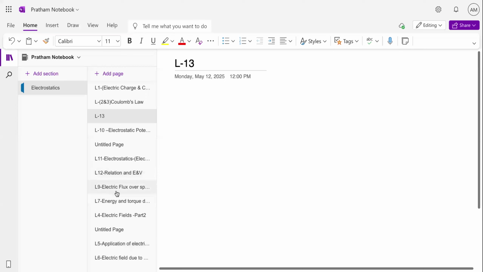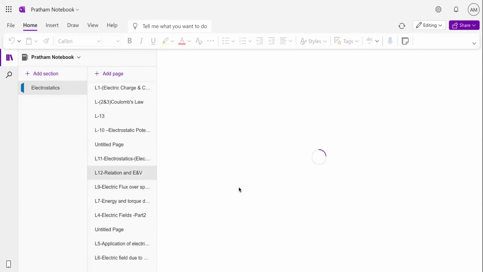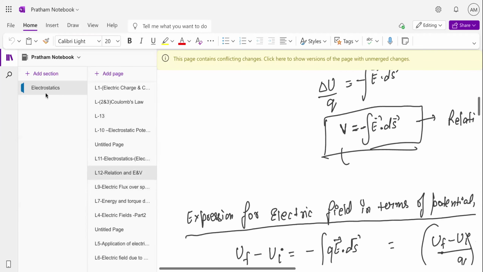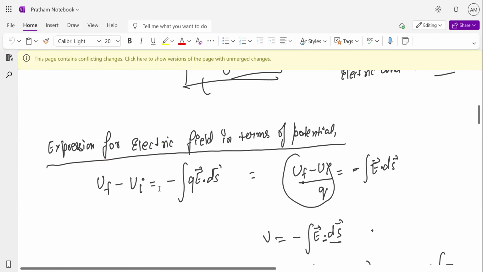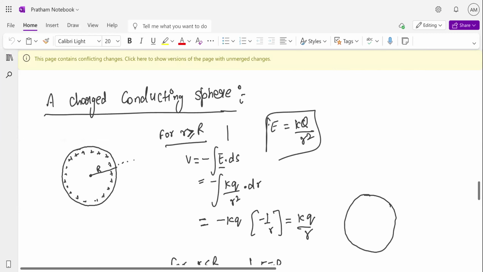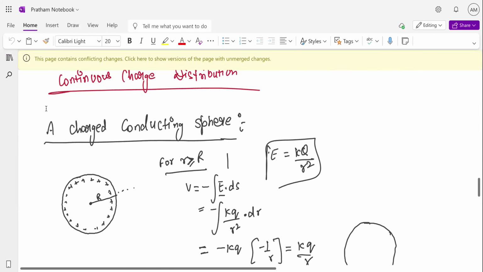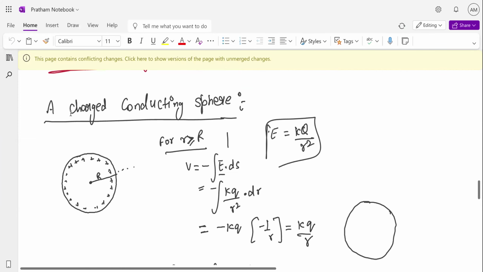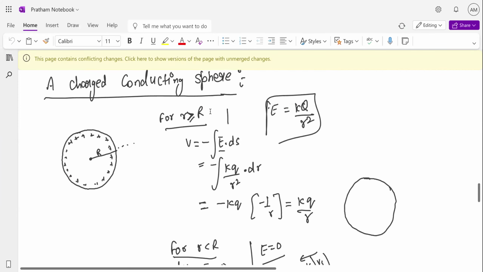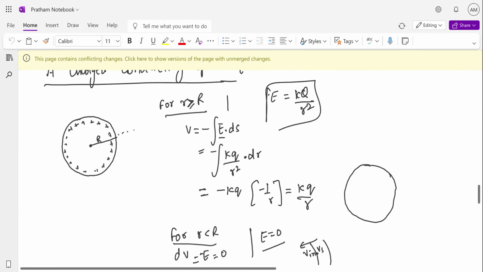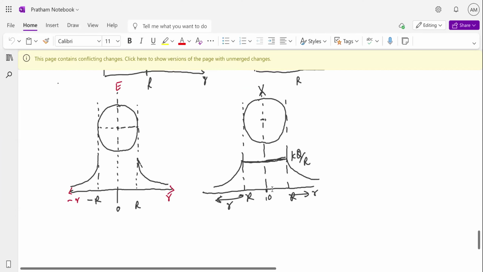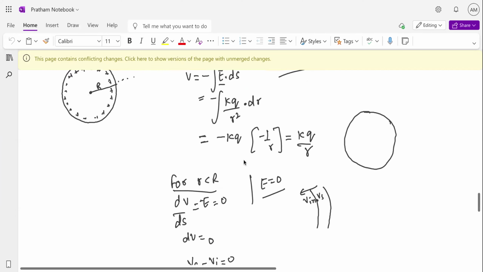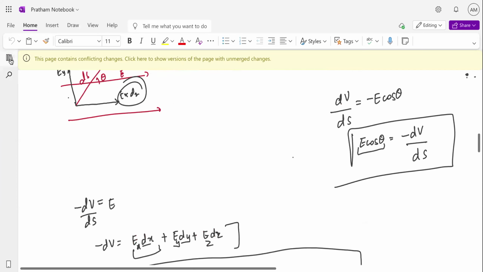Okay. So, Pratham, in the last class we discussed the relation between electric field and voltage, right? And after that, we completed one topic, which is continuous charge distribution. Over that, we completed the charged conducting sphere, right? Potential over a charged conducting sphere. If you have any doubt till here, you can let me know, or I can move to the next topic.